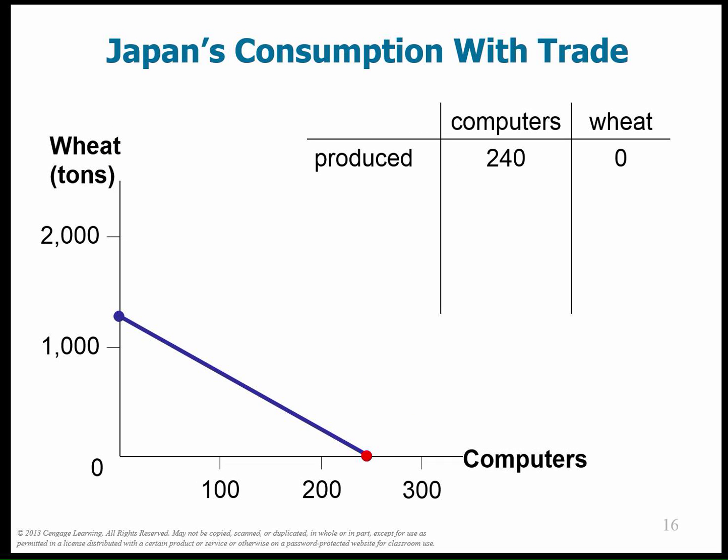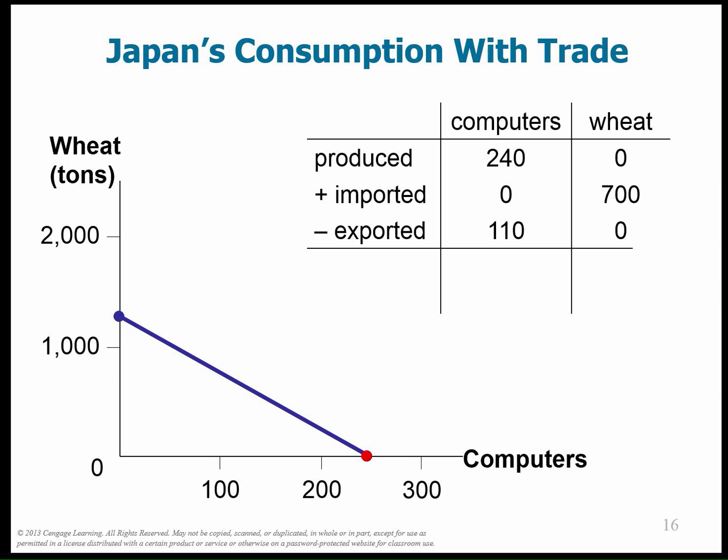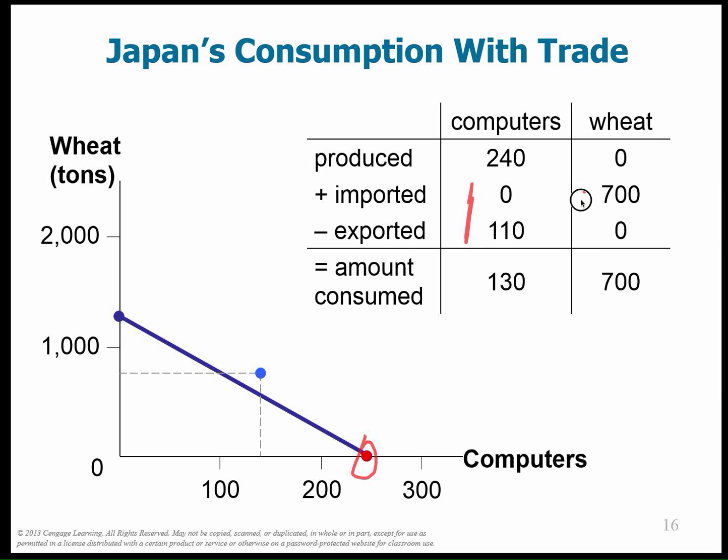Let's do the same math. They made 240 computers, they imported 700 wheat, they sent 110 computers out to America, and they're consuming at this point. All right, this is also very interesting. So there are 2 points. Here's the point that they produced at, but then after the imports and the exports, they're able to consume or utilize this point. I hope you see that this is also unattainable without trade.